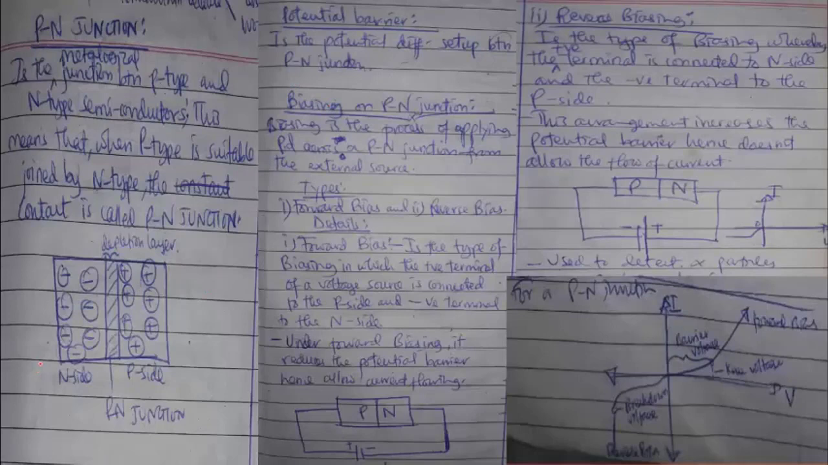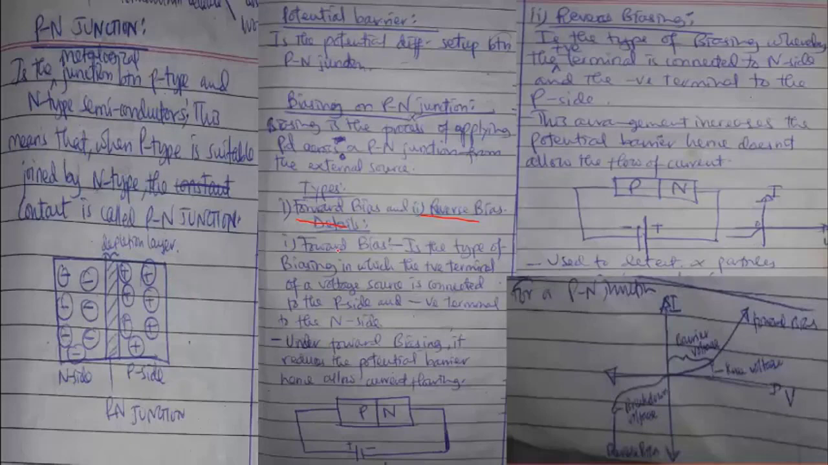Biasing of the p-n junction is the process of applying potential difference across a p-n junction from an external source. So for such a p-n junction, you connect it to a battery, so the voltage or current comes from an external source outside this p-n junction. When you apply the potential difference from an external source to this p-n junction, that is what we call biasing of the p-n junction. So there are two types. There is forward bias and reverse bias, depending on how you connect the batteries outside the p-n junction or the circuit itself.